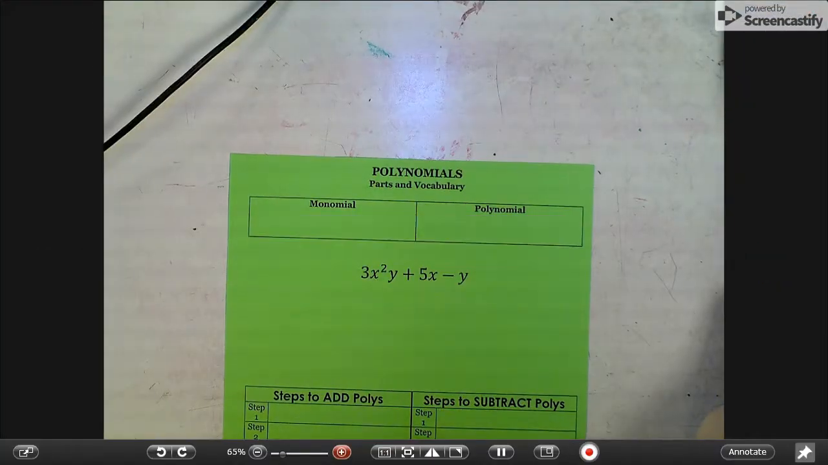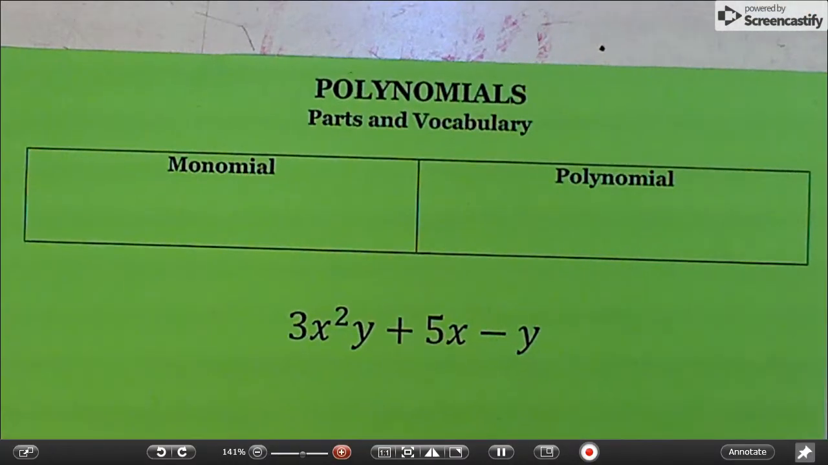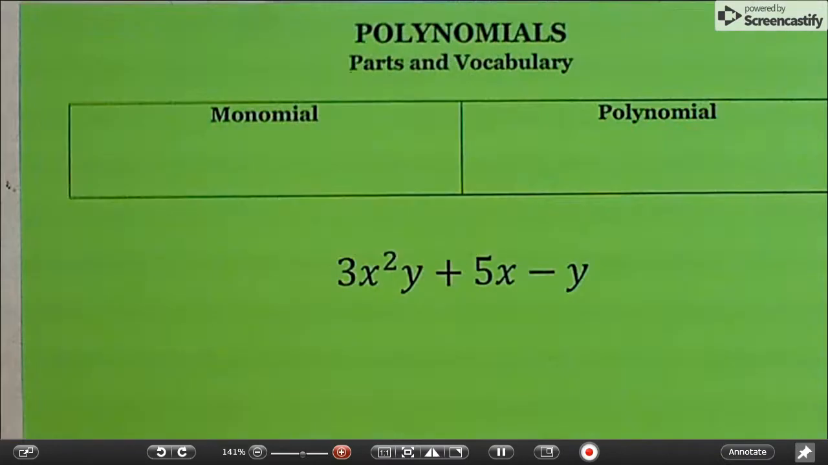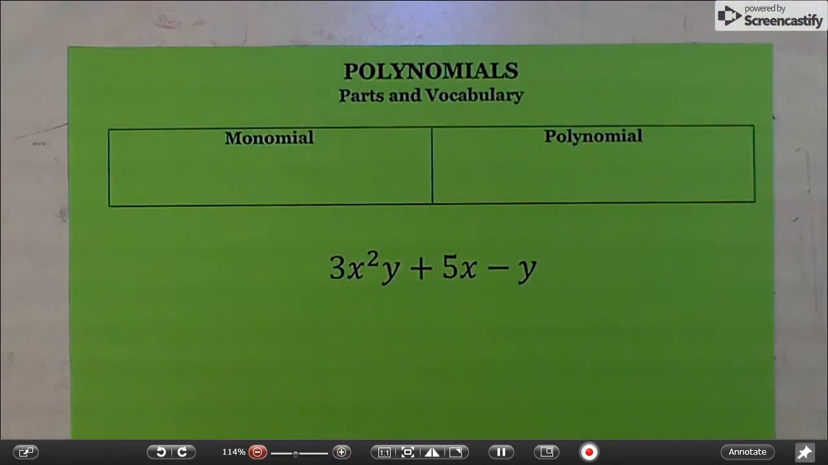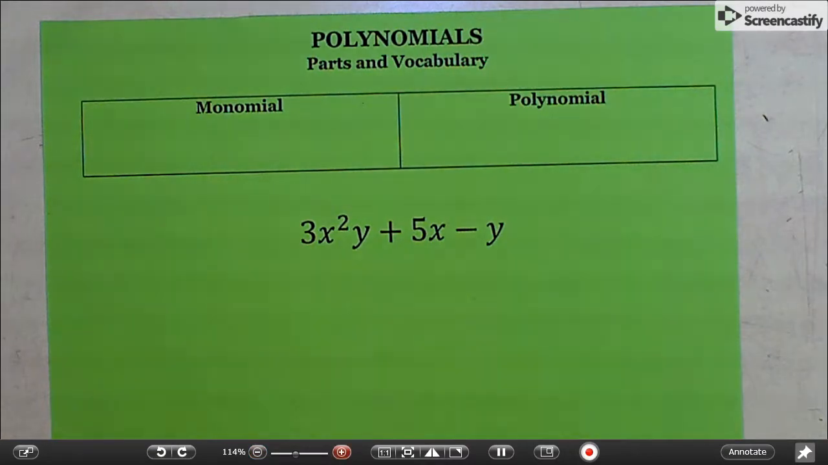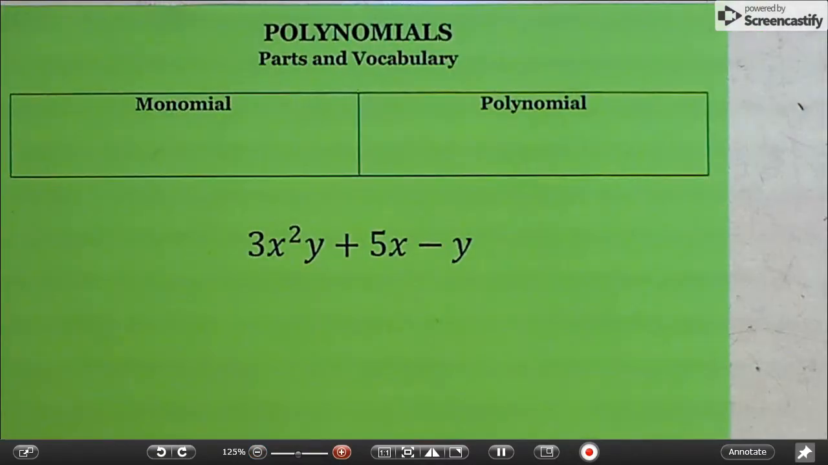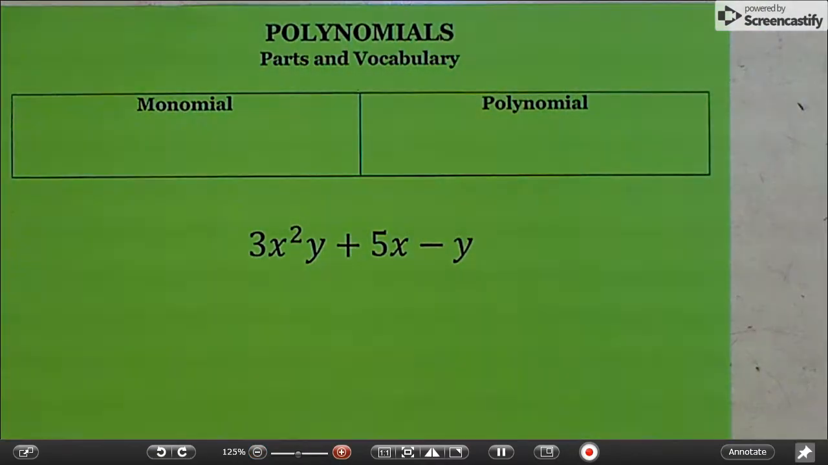Okay, there we go. We're going to start the polynomials unit, so I figured that's what we would start with your notes. If you don't have this paper, you can download it on the blog. There should be a link next to the video.